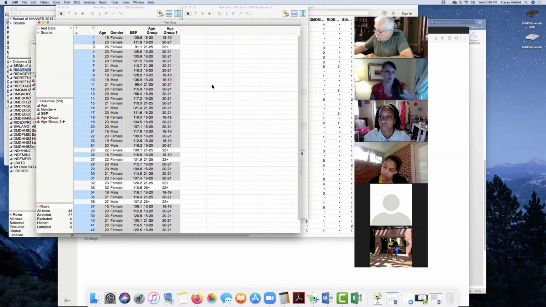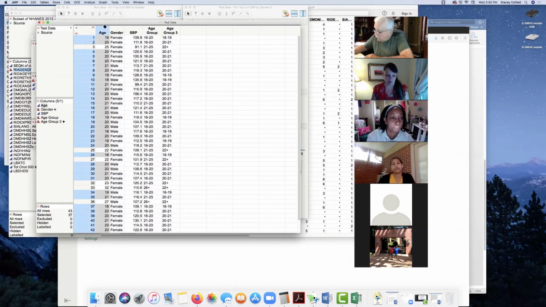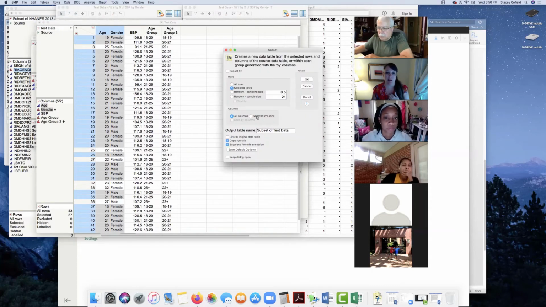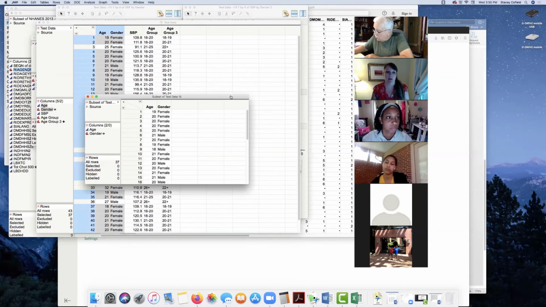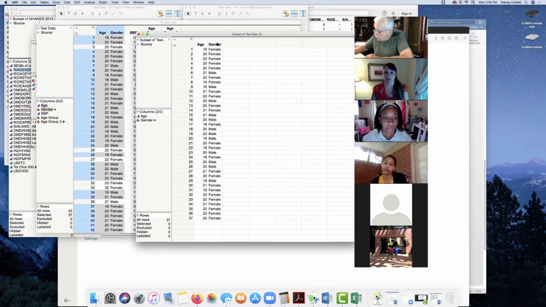This is already a small data set, but let's say that I just wanted to restrict it to age and gender. I've got all the rows selected. I can then just select age and hold the command key and select gender. So now I just have these 2 columns selected. When I do my subset, there's this option here: do I want all columns or do I want just the selected columns? If I click that and press OK, now I have my 18 to 20-year-olds and I have my 2 columns. So that's how you can reduce columns, or you can individually go through and delete them as well. But it's a lot easier if you just restrict it to the data that you'll be using.